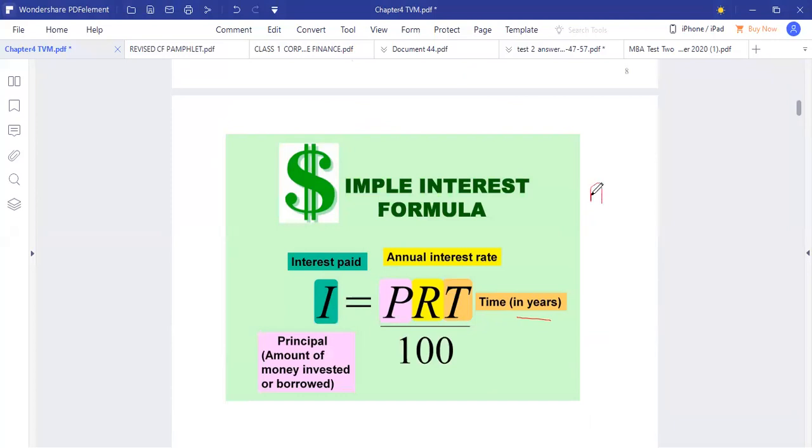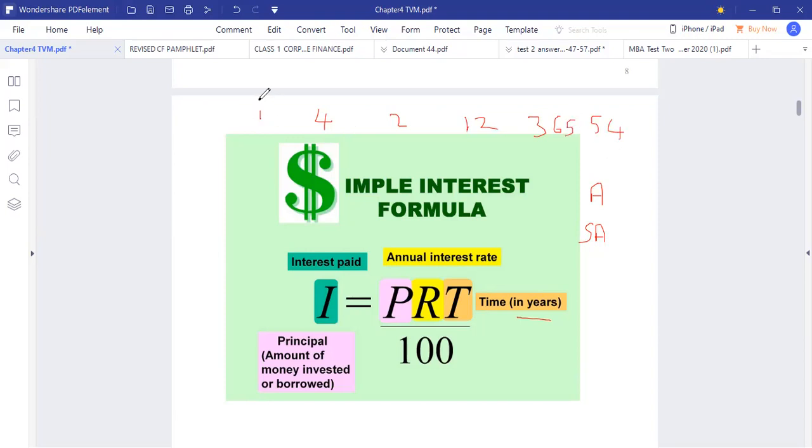So annually is how many times? Semi-annually, how many times? 1, 4, 2, 12, 36, 54, 365.